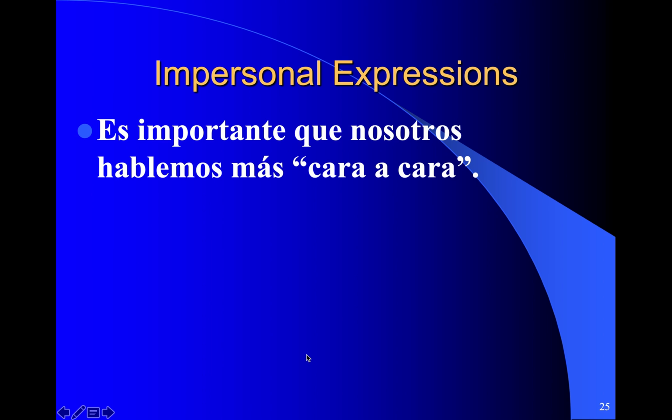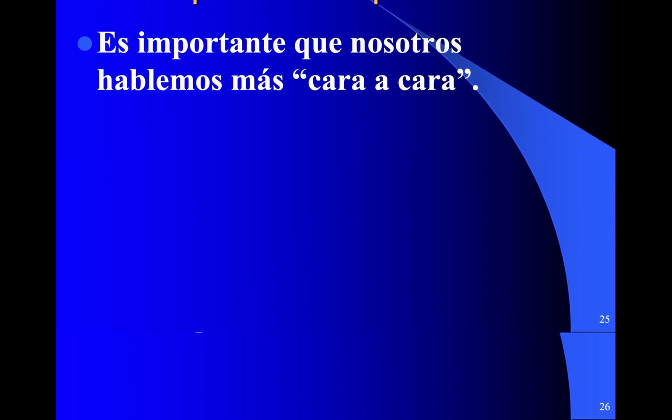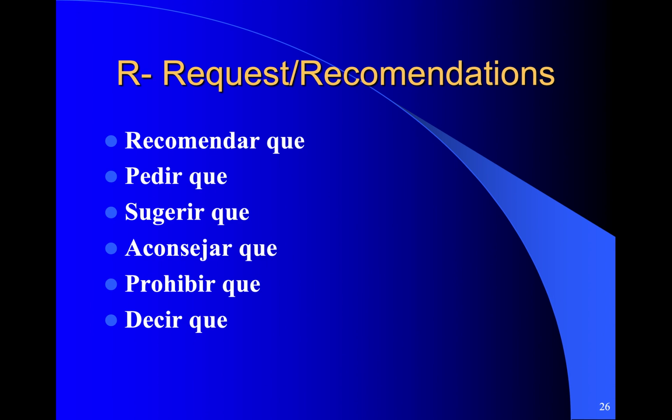Por ejemplo, es importante que nosotros hablemos más cara a cara. It is important that we talk more face to face. So there's our phrase. Es importante que gives us subjunctive. Hablemos is in the present subjunctive. I is for impersonal expressions. R is for request and recommendations, phrases that we use to request or another way to want something.